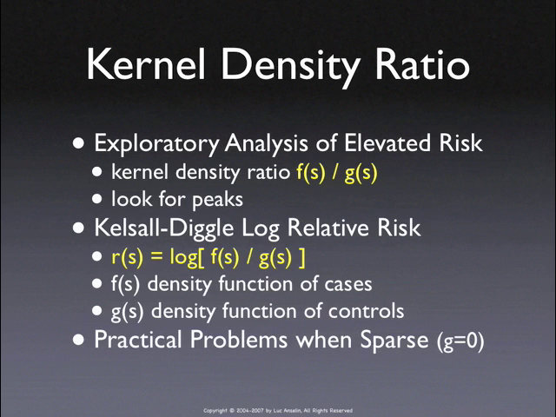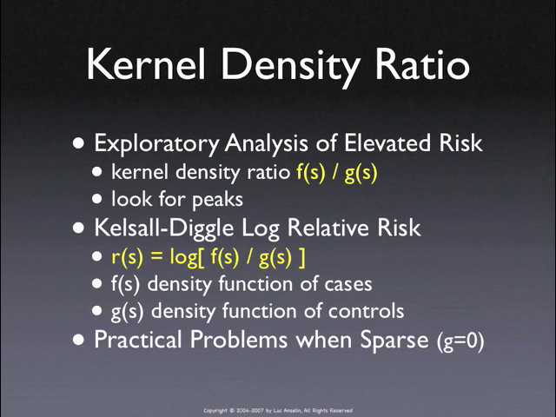But if there are places where there's a higher concentration of cases than there are of controls, then the ratio will be larger than 1 and will show a peak in the kernel, if you visualize the kernel ratio. There is a formal test, and I just want to mention it. We'll talk about this more formally later, which takes the log of this relative risk.